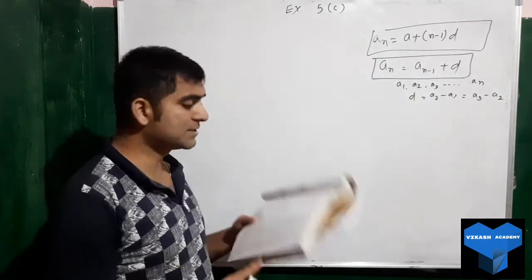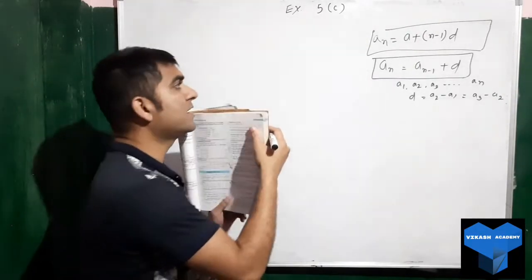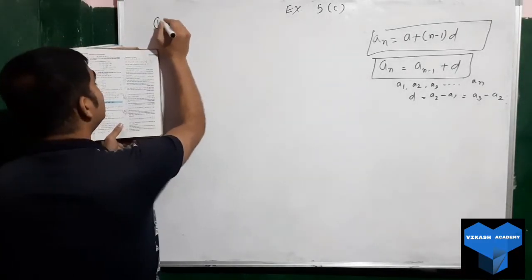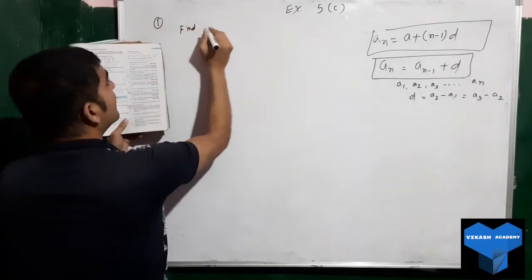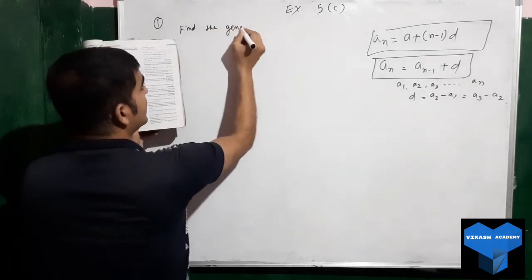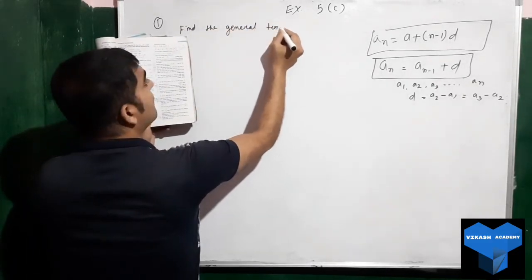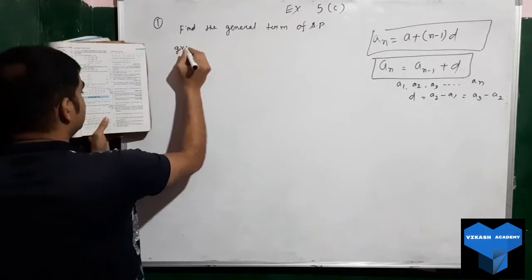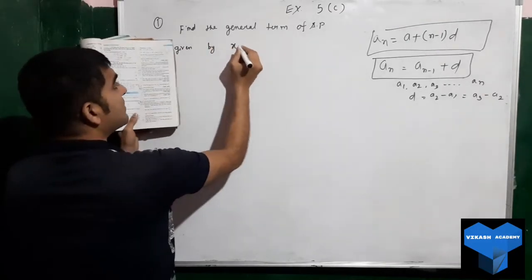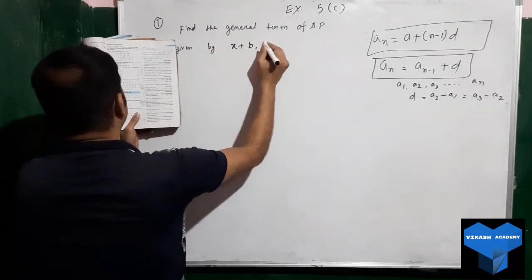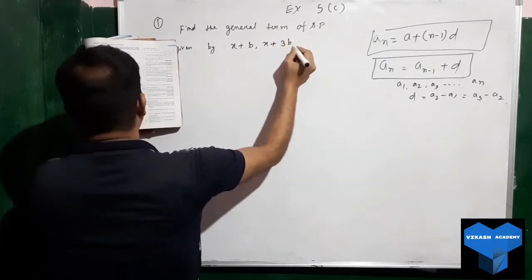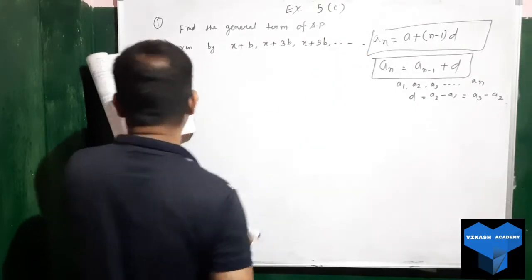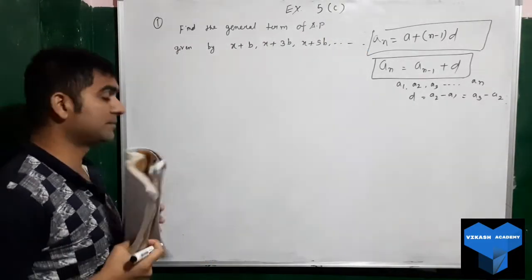Now we will start with exercise 5C, question number 1. I hope you remember all these formulas. Question number 1: Find the general term of the AP given by x plus b, then x plus 3b, then we have x plus 5b, then dot. So many terms are there, and the general term has to be found.